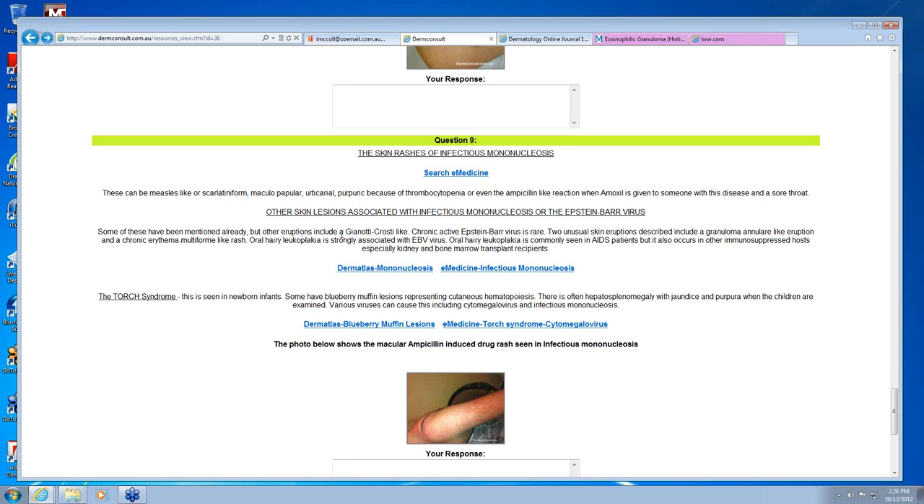We've said here other skin lesions, the Gianotti-Crosti. Chronic active EB virus is rare. Two unusual skin eruptions described include a granuloma annulare-like eruption and a chronic erythema multiforme-like rash. The condition that I think you should associate with Epstein-Barr is oral hairy leukoplakia. It's an acquired white lesion on the inside of the mouth, particularly along the sides of the tongue, strongly associated with EBV in a patient who has AIDS. So commonly seen in AIDS patients. Can also occur in other immunosuppressed hosts, especially kidney and bone marrow transplant recipients.